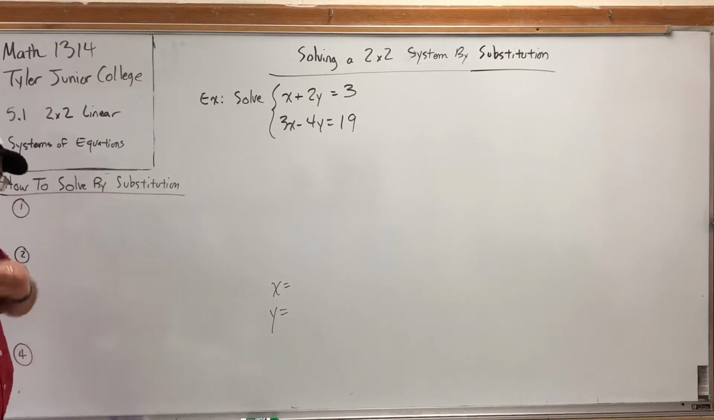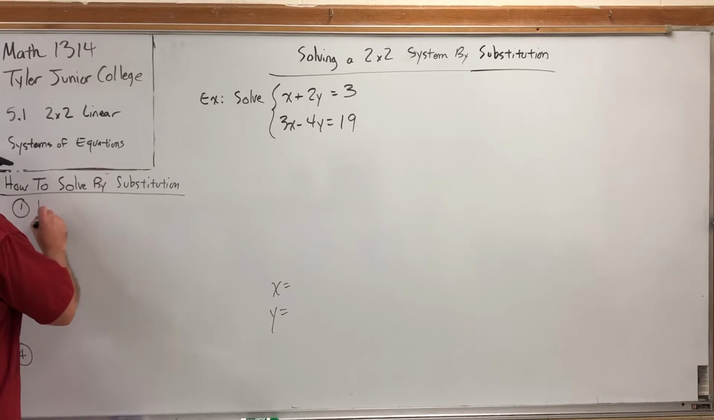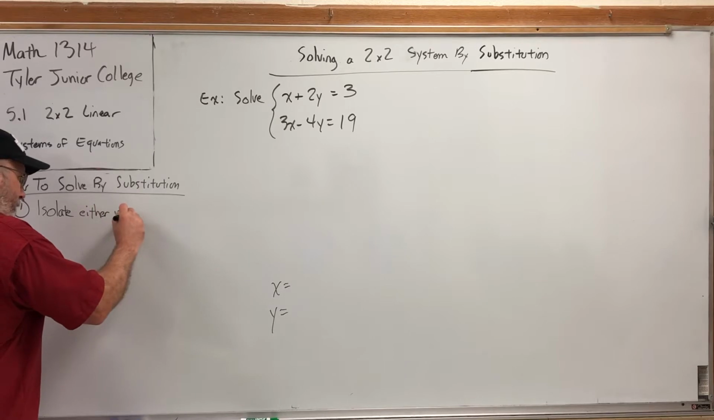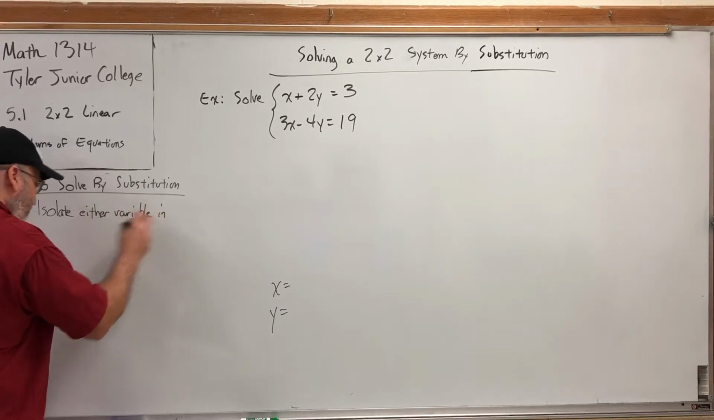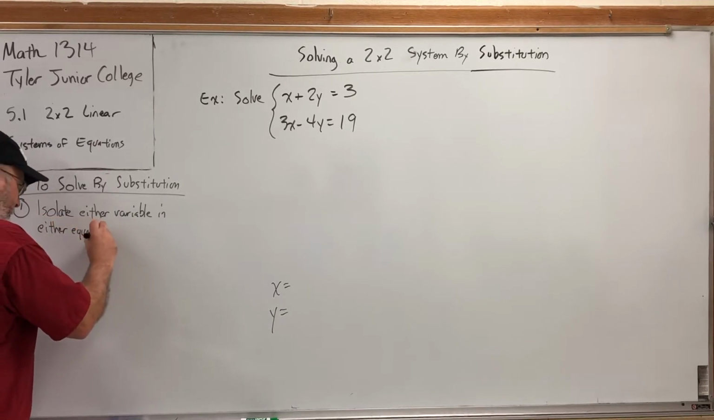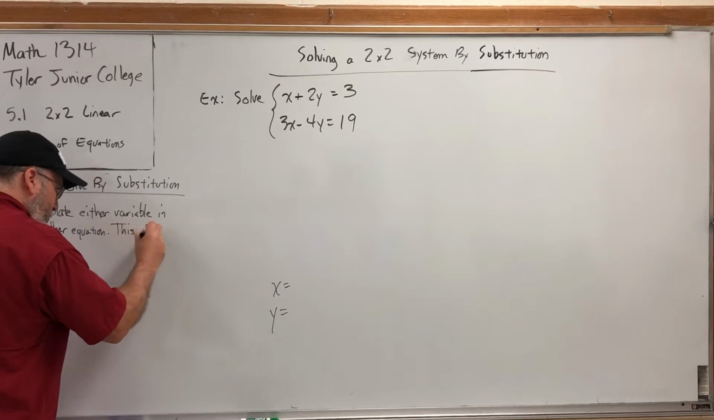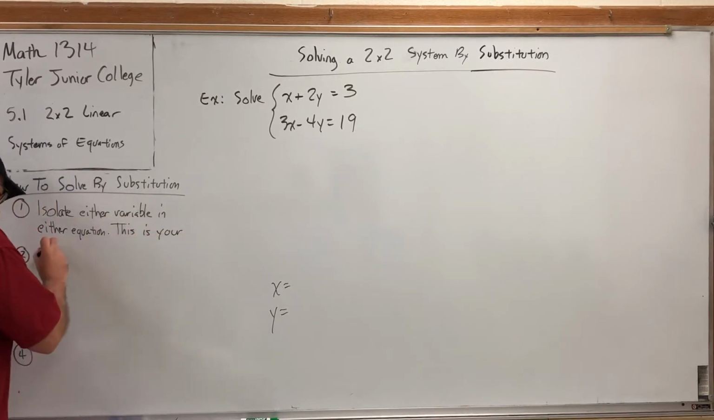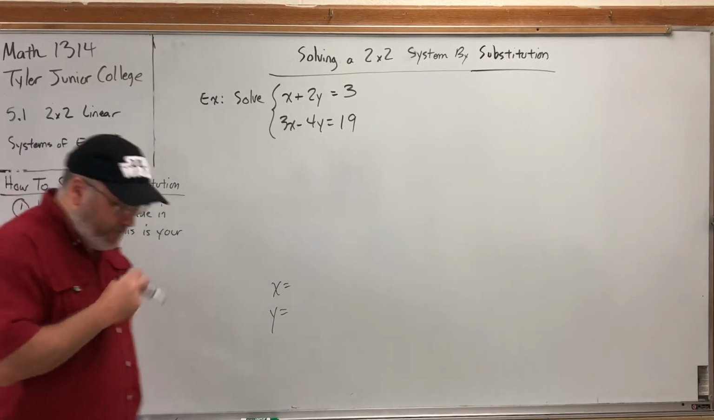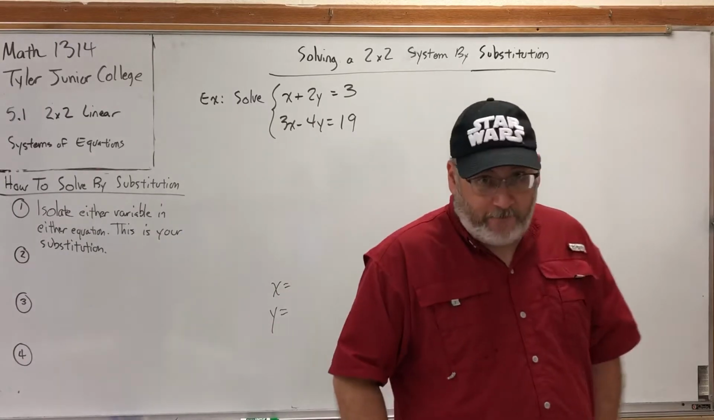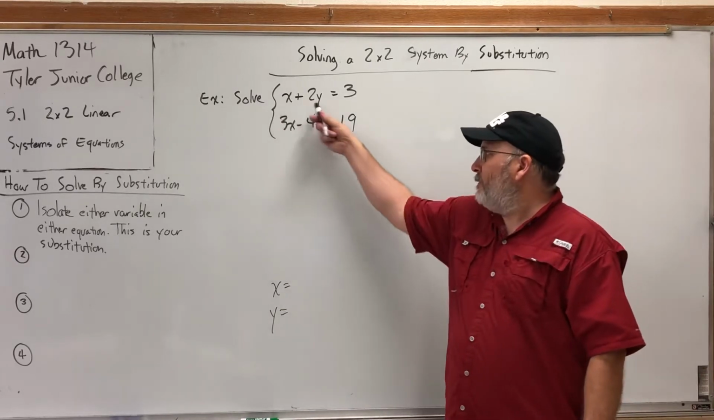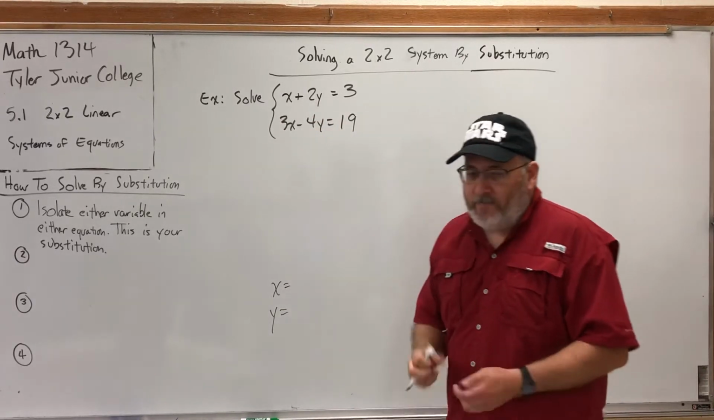Number one, and you have to make some decisions here. Isolate either variable in either equation. This is your substitution. So you have a decision to make. Pick a letter and get it by itself. And in a 2x2 system, you normally have four options. First x, first y, second x, or second y.